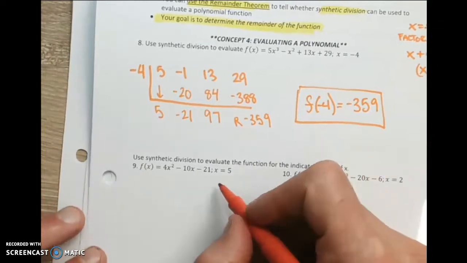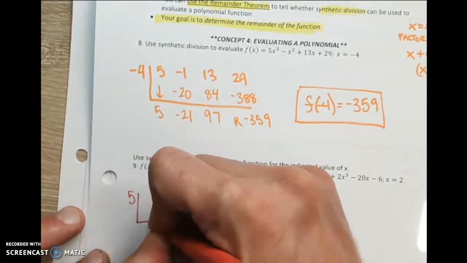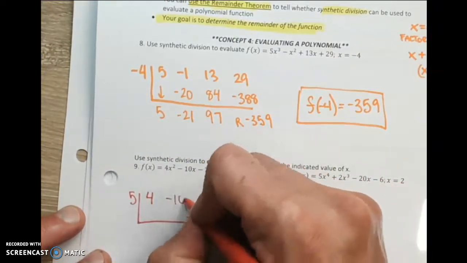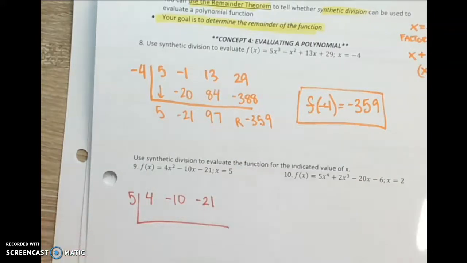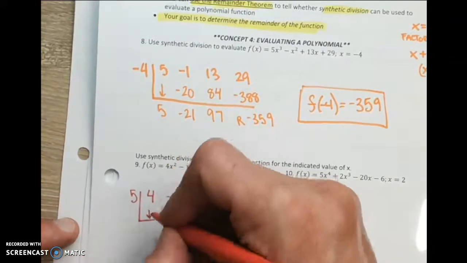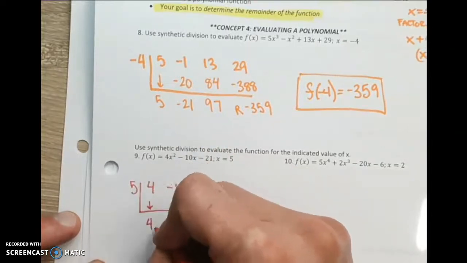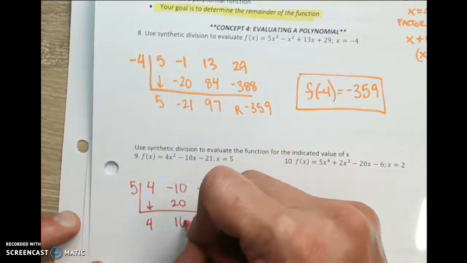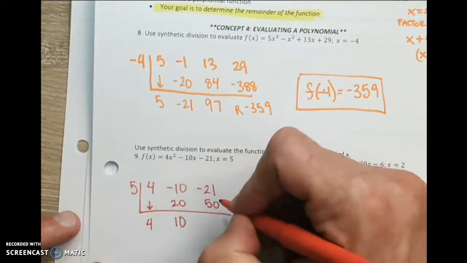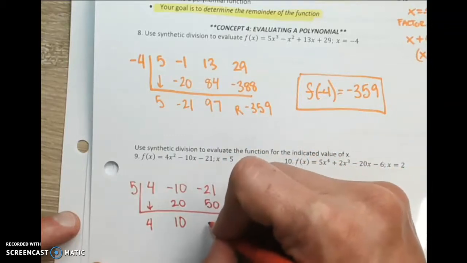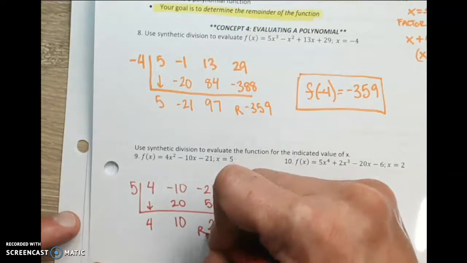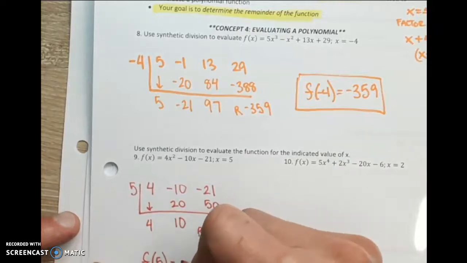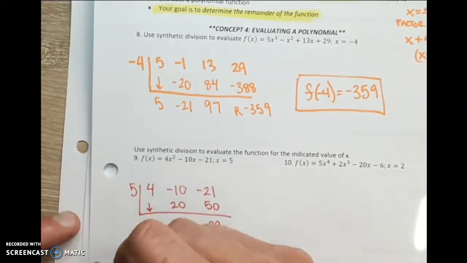I'll do number 9. X equals 5, so 5 comes out. I look here, my coefficients are 4, negative 10, and negative 21. No placeholders needed. I bring down the 4. 5 times 4 is 20. Well, 20 minus 10 is 10. 5 times 10 is 50. And 50 minus 21 is 29. And that's my remainder. So my answer, f of 5 equals 29. Done.